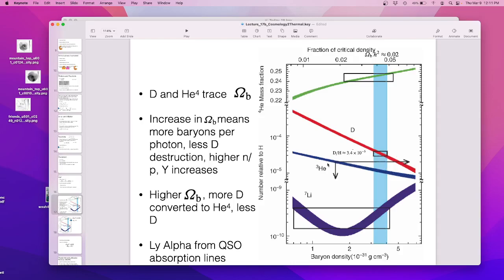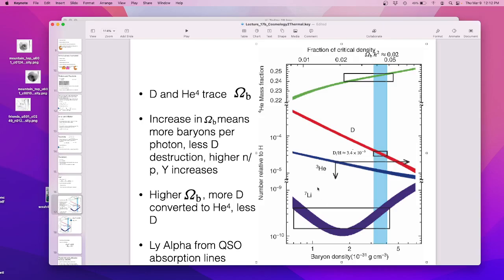Helium-3 also goes down with density as it gets converted to helium-4. Lithium goes up with density. I don't understand the lithium production very well. But what did they do? They measured helium-4, so the measurement goes on the vertical axis. Then we read off what the baryon density of the universe was from where your measurement intersects with the theory plot. Does that make sense?